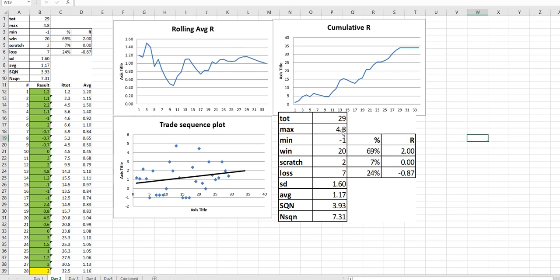29 trades. The best trade was 4.8. The worst was -1. We had 20 winners, 7 losers, 2 scratches. You can see the win rates and losing rates, and then the payoff roughly 2-to-1. Reasonable standard or system quality number and an SQN normalized for 100. And this was our cumulative R capture. Again, this is for execution risk. And so that makes our position sizing risk about 1/3 of that, or somewhere around 10.